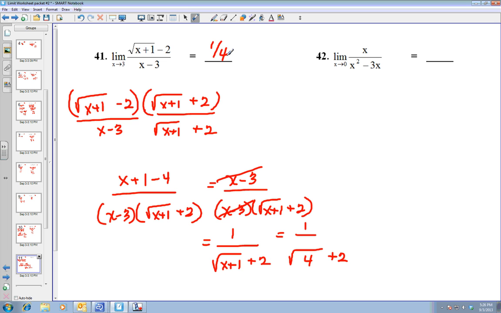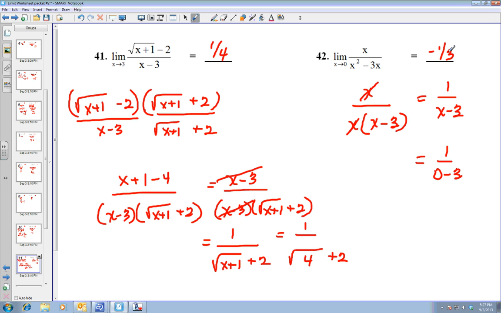Okay, number 42. I can't use direct substitution, but I look at the bottom, I can factor an x out there and have x minus 3 left over. I just took an x out. Then when I cancel these x's, I'm left with 1 over x minus 3. Now use direct substitution. So I get negative 1/3. Okay, I'm going to stop right there.